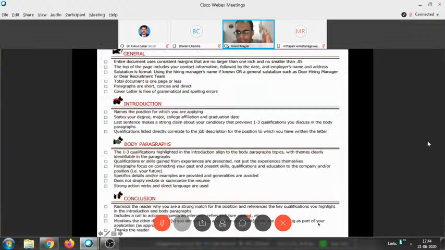So after that, first of all, this is the general statement. Every document should not be like the inch 0.5 format that I'm going to show you. The top of the page should consist of your contact information, followed by the date as well as the employer name and address, salutation, and the hiring person's name. The total document should be one page or less. Most important. Then you should introduce yourself. I will give you these presentations, no problem.